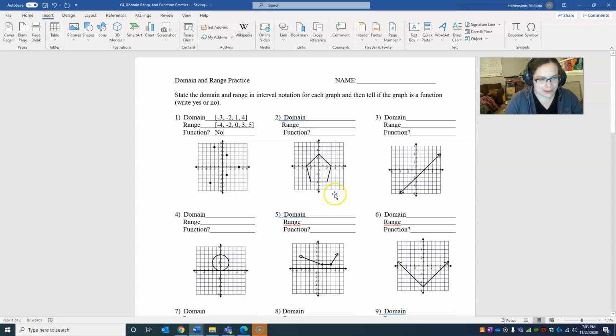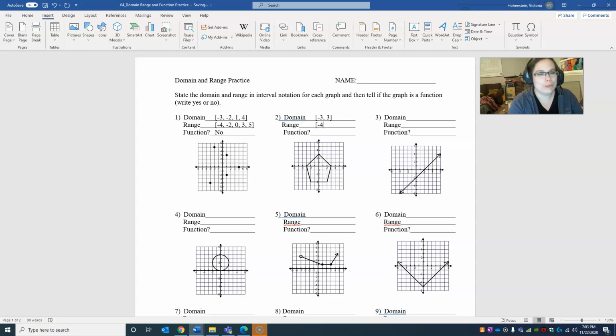Number 2 is this pentagon. So domain are our x values, and the shape is between -3 and 3. And it's touching those points, so I would say inclusive, so use your brackets, -3, 3. The range are going to be our y values up and down, so the lowest value here is -4, and it's inclusive, so using my brackets.